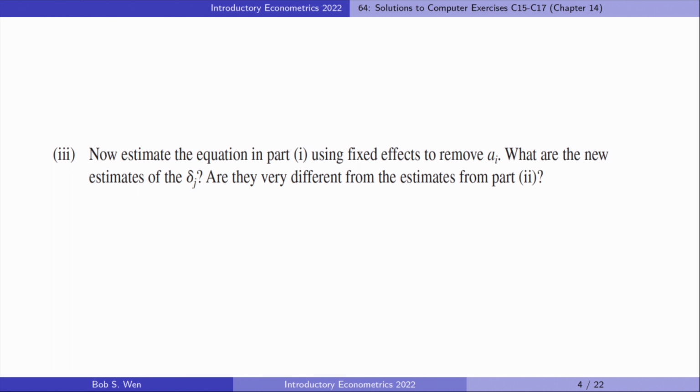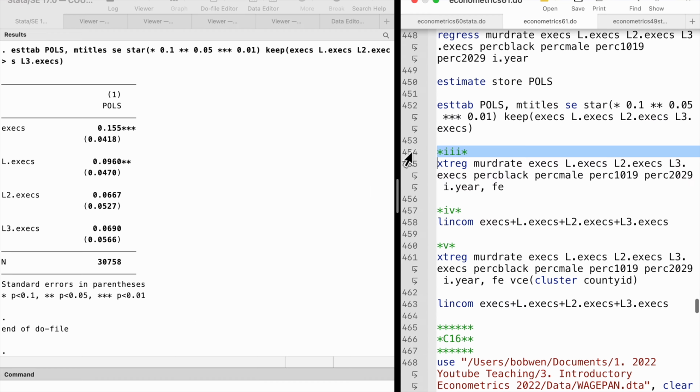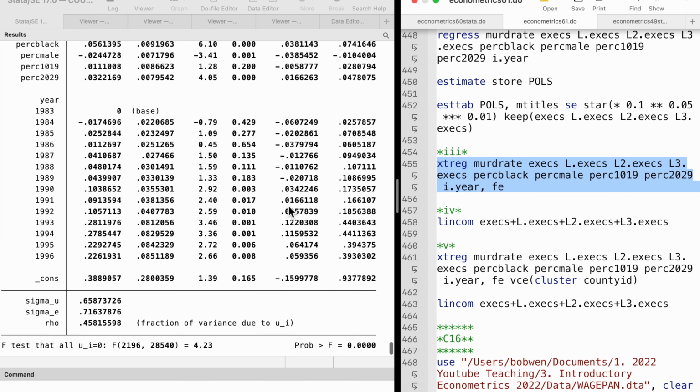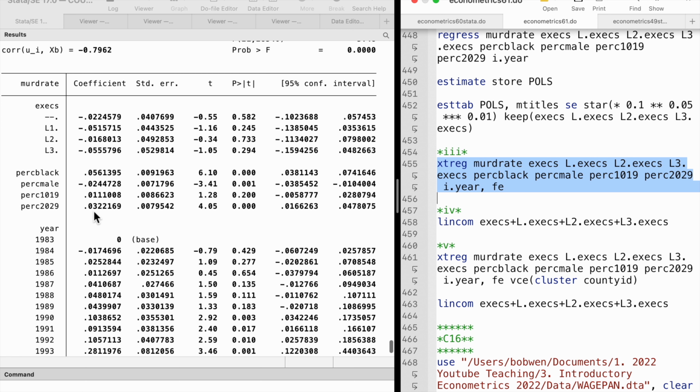In Part 3, we estimate the equation in Part 1 using fixed effects to remove a_i. What are the new estimates of the deltas? Are they very different from the estimates from Part 2? We use the xtreg command with the FE option for the fixed effects estimation in Stata. The execution variables become negative, although they are not individually significant at the 10% level.